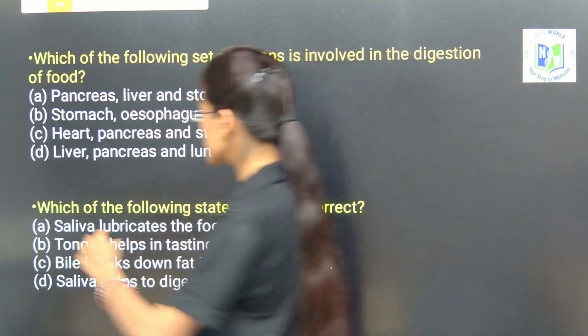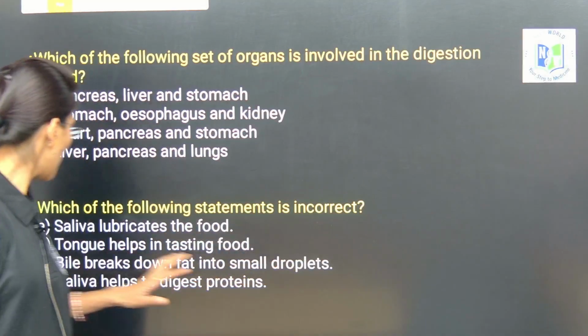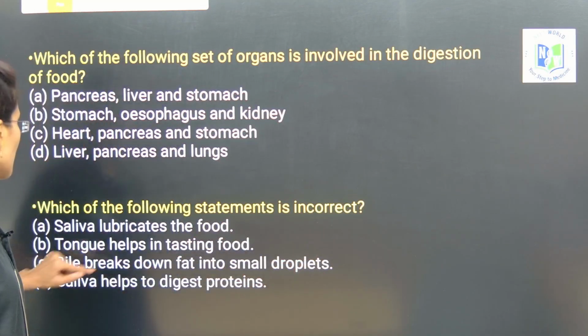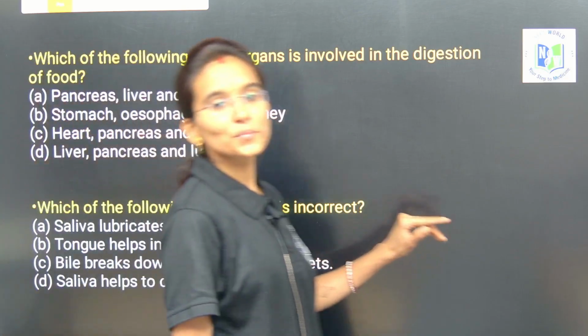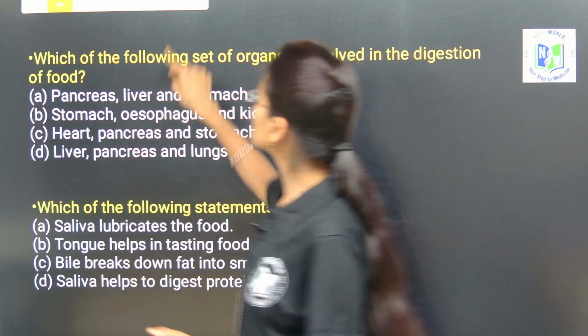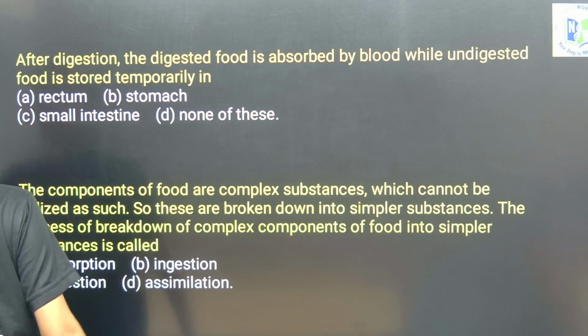And next one, see here, which of the following statements is incorrect? Saliva lubricates the food, tongue helps in tasting the food, bile breaks down the fats into small droplets, and saliva helps to digest the proteins. Already we have done this first question. It has been repeated once again, no problem, students.